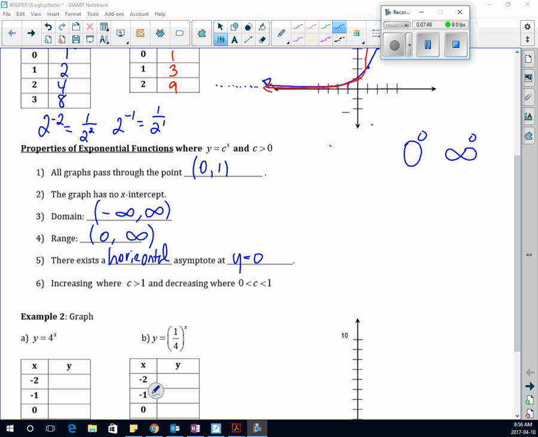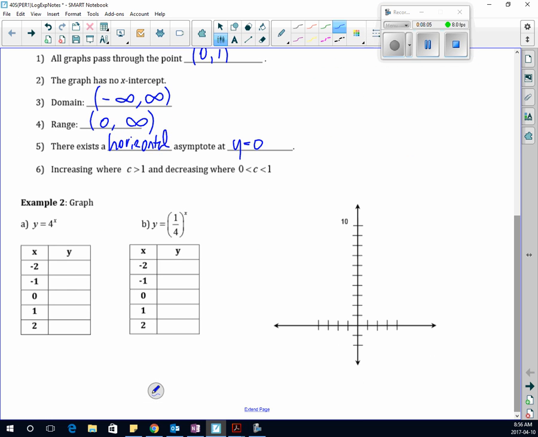The last property is it's increasing when the base is greater than 1. We don't know that it's decreasing yet, but I'm giving you the property right now that it's decreasing when it's between 0 and 1. Remember that c cannot be negative, so it has to be between 0 and 1. So now we're going to look at this and see that it'll be decreasing. So if it's 4 to the power negative 2, what do we get?